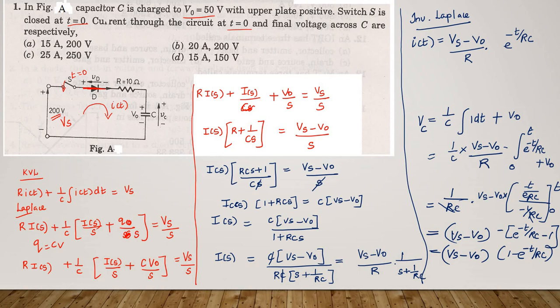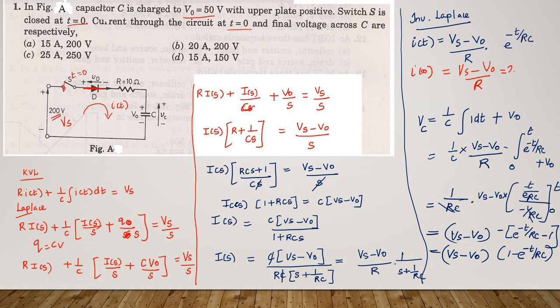Okay, now I am going to find out the current through the circuit at t equal to 0. So at t equal to 0, I of 0 equal to, put t equal to 0. e power 0 is 1. So what about the value of I of 0? I of 0 equal to (Vs minus V0) by R.